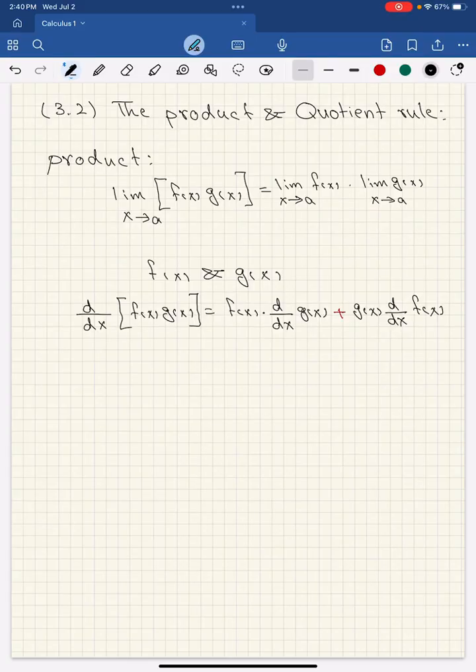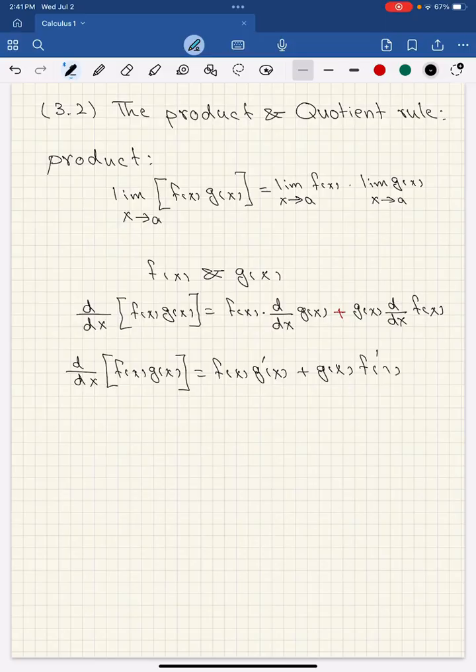In your book, they use the prime notation. It's like this in your book: d/dx of f of x times g of x equals f of x g prime of x. g prime of x means d/dx of g of x, right? Plus g of x f prime of x. Both of them are the same rule, same thing.